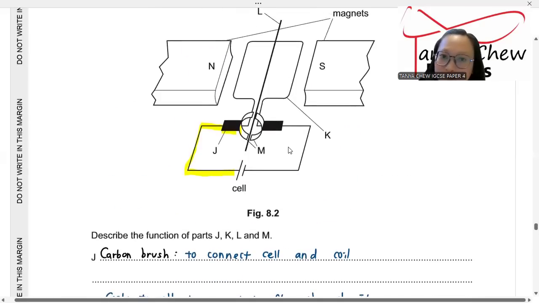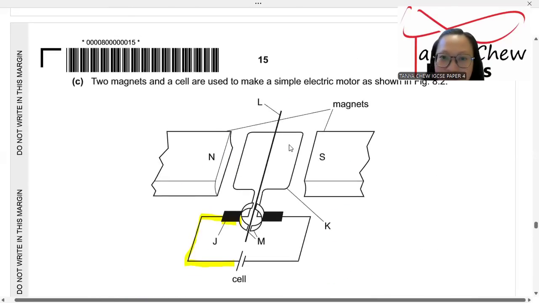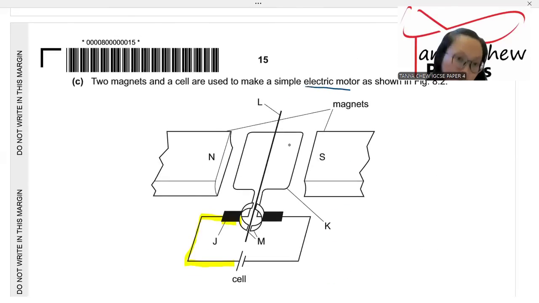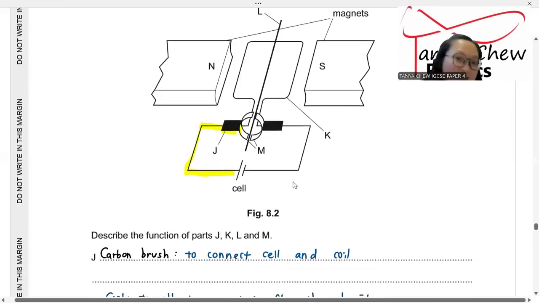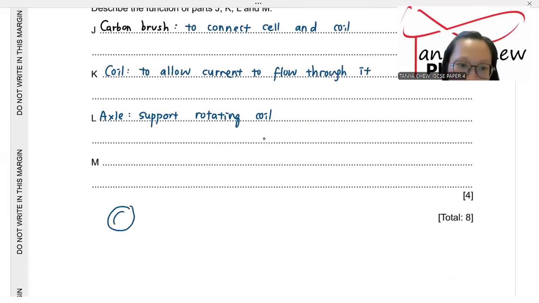So the last one, which is the most important one, which is M. I want you to think about this. An electric motor must be supplied with the current, because it converts electrical energy to mechanical energy, maybe kinetic energy, like your escalator, we use an electric motor. So this M is called a ring, a perfect ring that is being split in half. It is called split ring commutator.